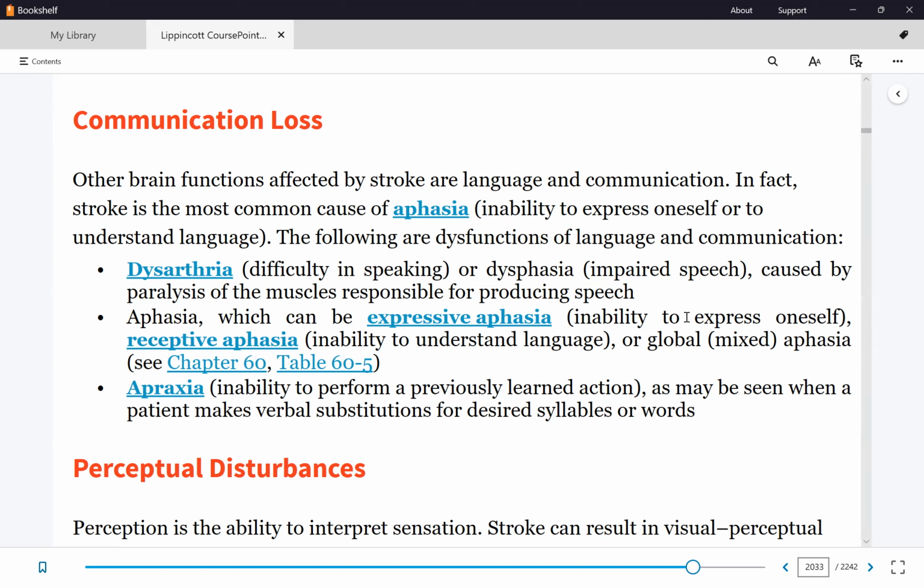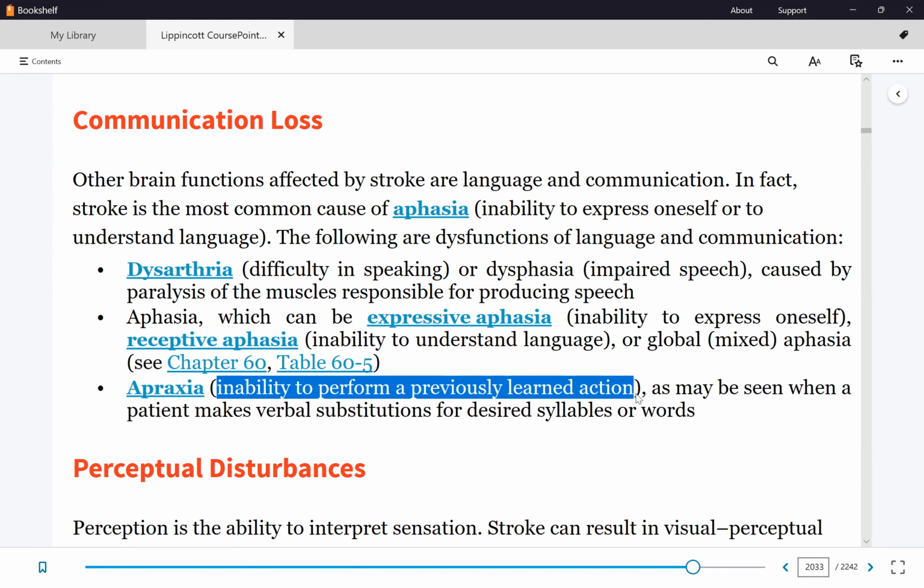Receptive aphasia, meaning they cannot understand what you're saying. They cannot understand what your instructions are. So therefore, they cannot follow the simplest commands. Most people though have both. We call it mixed or global aphasia, meaning they have both receptive and expressive aphasia. The majority of patients have that. Apraxia is a limited version of aphasia, because apraxia is simply the inability to perform a previously learned action.